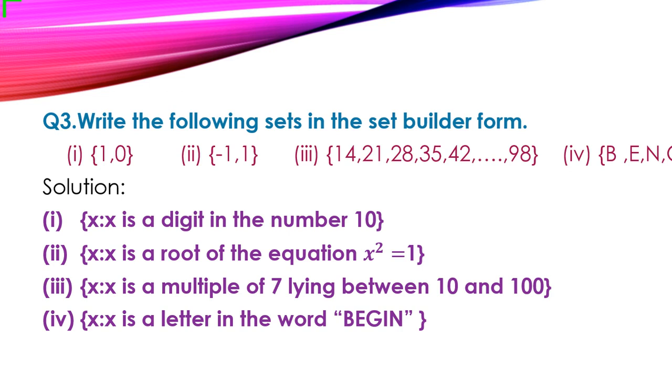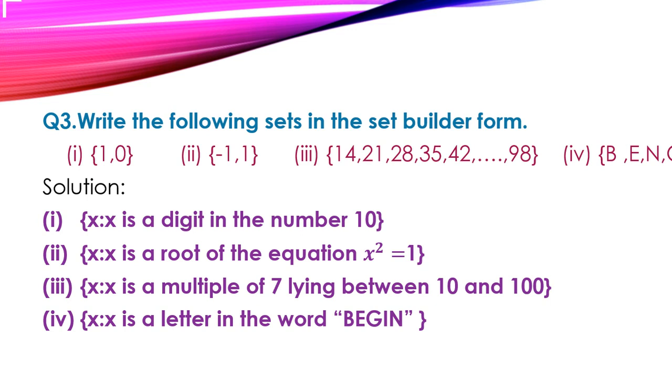100, right? And what I have written in my answer solution: x such that x is a multiple of 7 lying between 10 and 100. Is it true? Yes, it is the answer, that these are the multiples of 7 and these are lying between 10 and 100, right, student? So it's clear now. Now next question is BENGI.